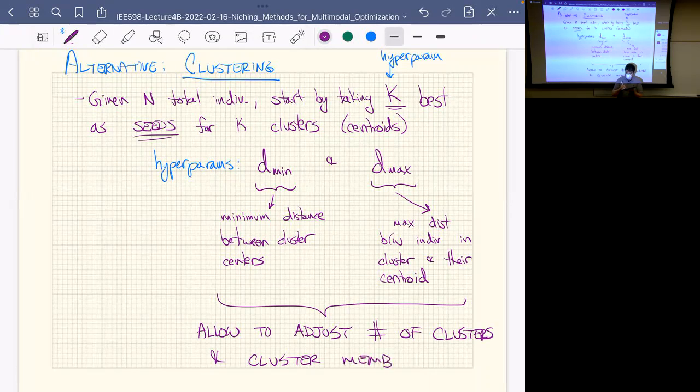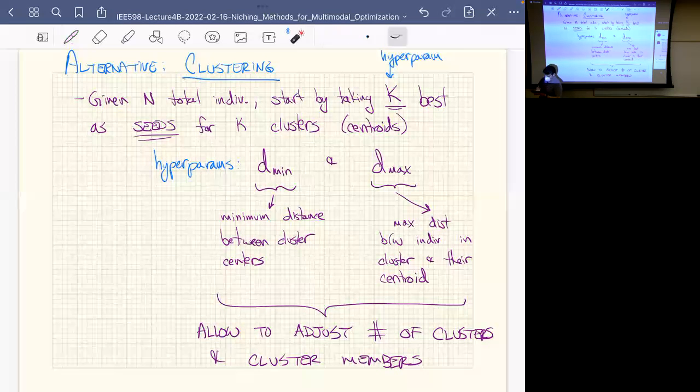We might find that all k individuals are too close together to be their own centers of clusters. And so we're not going to define k clusters. We might end up having to find only like one cluster. But we start trying to establish k clusters. Then we use dmin to filter those clusters, and then dmax to figure out what other individuals are in the cluster.